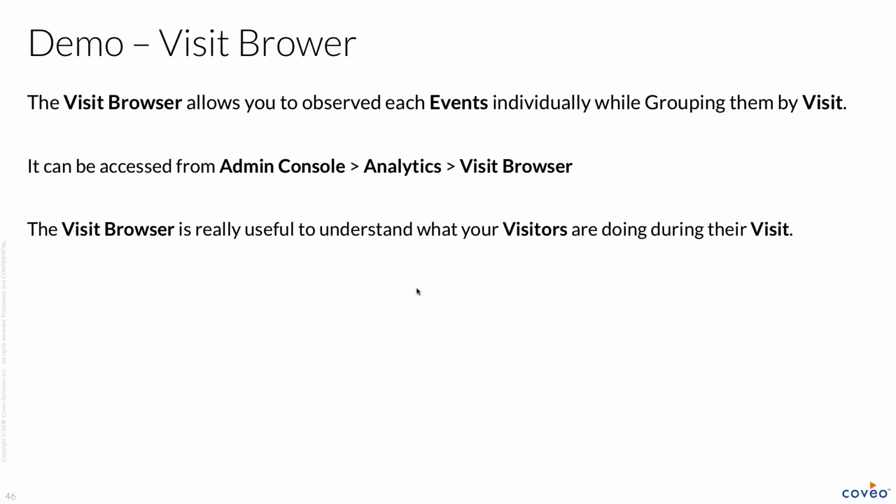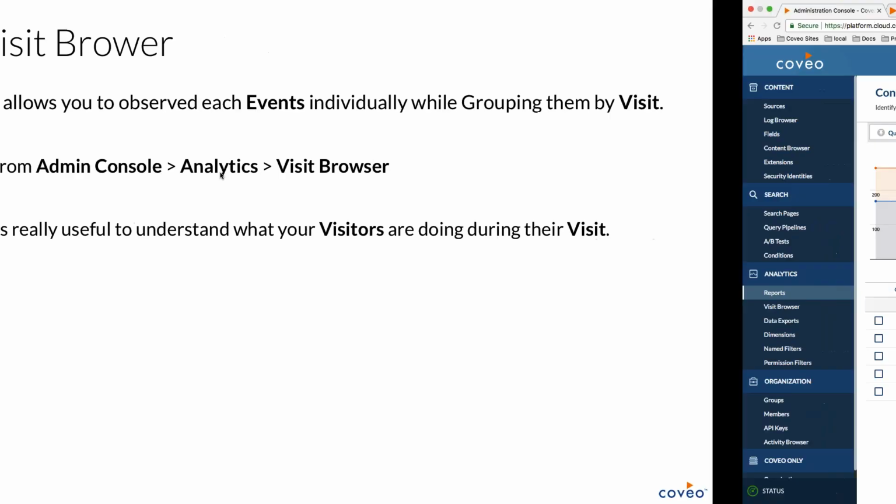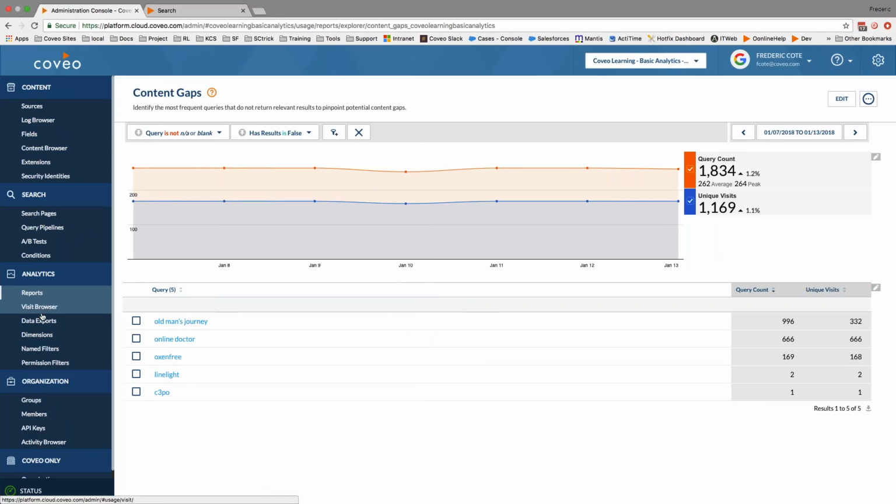So about the visit browser. The visit browser allows you to see each event individually, and you can access it by going to the admin console, analytics, and then visit browser. It's very great to understand the journey. So let's go and have a look instead of just talking about it.